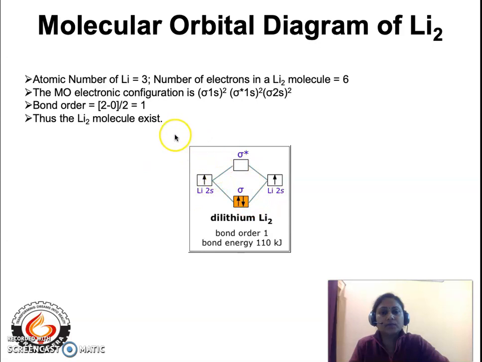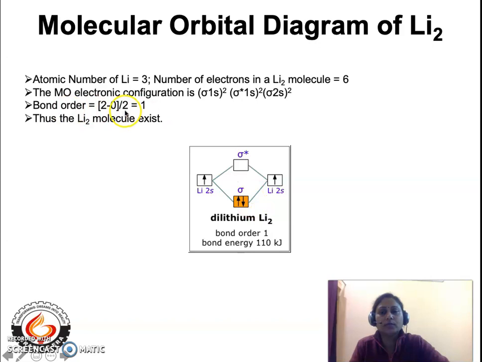So now let us come to the 2s atomic orbital of lithium. They overlap with each other to give rise to 2 molecular orbitals. This is the sigma 2s and this is the sigma star 2s. So now let us come to the filling of the electrons. There are a total of 2 electrons and both will be accommodated in the sigma 2s molecular orbital.